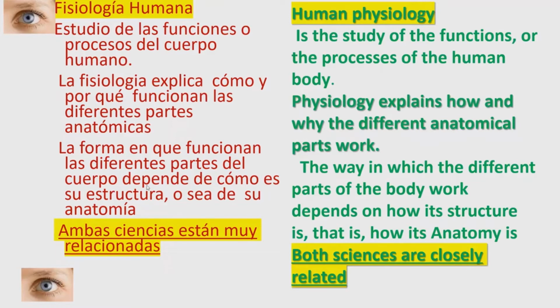And now, human physiology. Human physiology is the study of the functions or the processes of the human body. Physiology explains how and why the different anatomical parts work. The way in which the different parts of the body work depends on how its structure is, that is, how its anatomy is. And both sides are closely related.